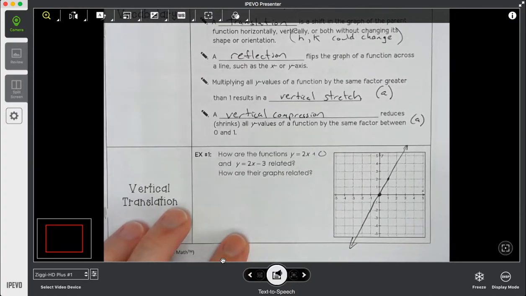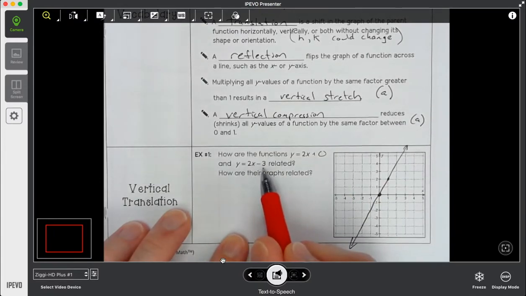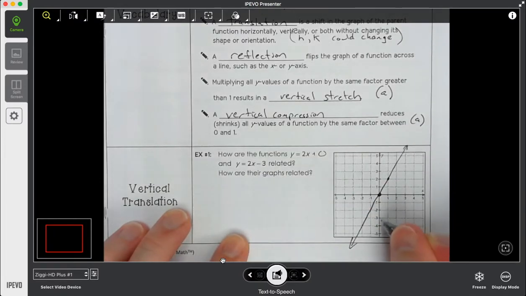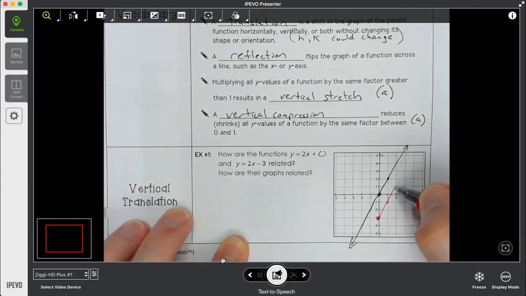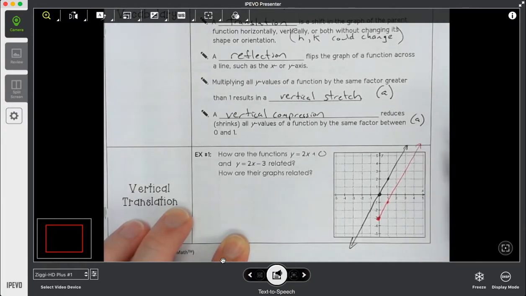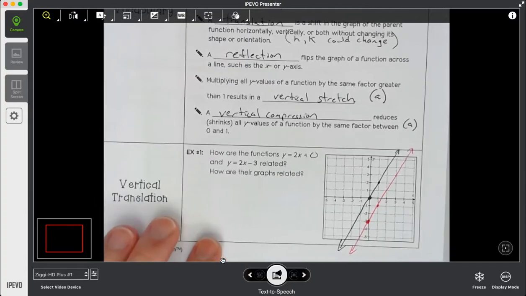If this ends up not working, I'll switch to green for the next video or something. Again, my y-intercept is 0, negative 3, so I'm going to come down to negative 3. My slope is still positive 2, so up 2, right 1. Now I have the line for this function, and now we're looking to see what happened.